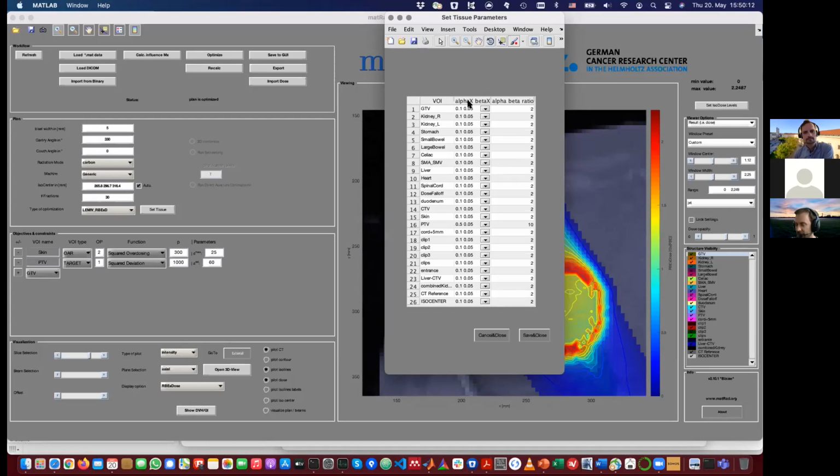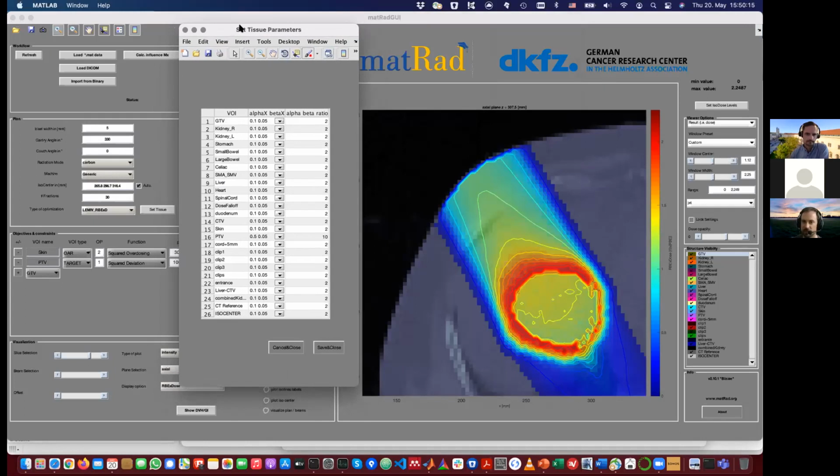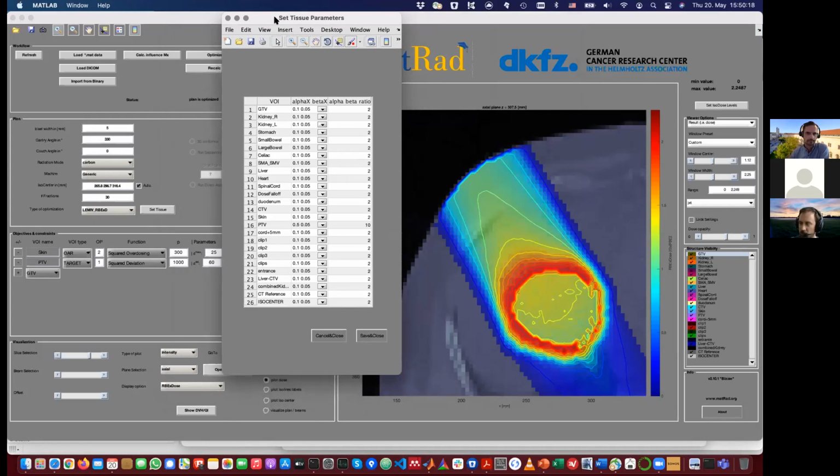In the photon planning world, these differences in tissue are usually handled with prescription levels. So also when you change the fractionation, you adapt the prescription. So you do not really think about this in terms of an effect-based optimization or something like this.